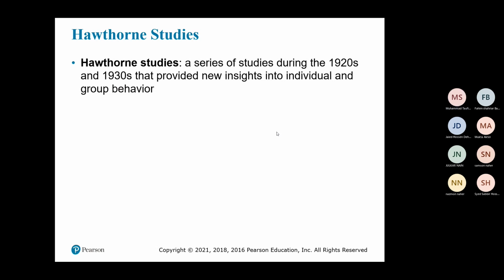The researcher who conducted the study is Elton Mayo. Elton Mayo is the researcher, and the name of the study is the Hawthorne study. He conducted the study between the 1920s and 1930s. He studied the behavior of people and the behavior of a group of people in an organization.